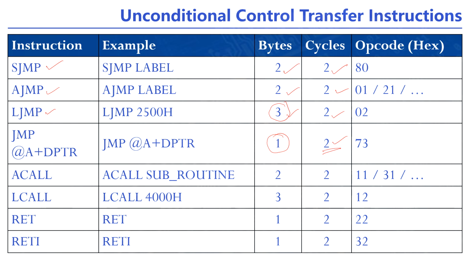Similarly, ACALL, absolute call, also requires 2 bytes, and 2 machine cycles are required to complete this instruction. Similarly, LCALL is a 3-byte instruction to store in memory, and it requires 2 machine cycles to execute this instruction. RET is only 1 byte, RETI is also 1 byte. For execution, both take 2 machine cycles. And these are the opcodes you can see within the data sheet of 8051 microcontroller.